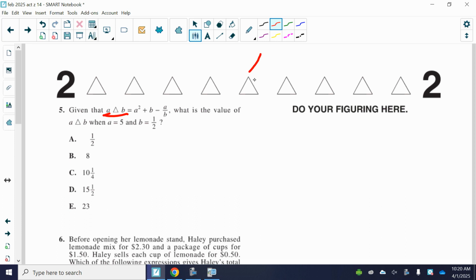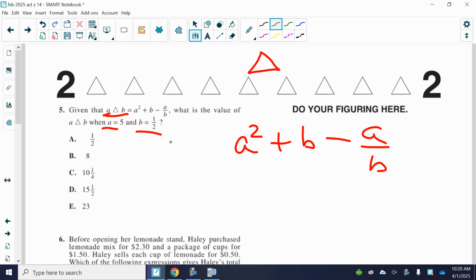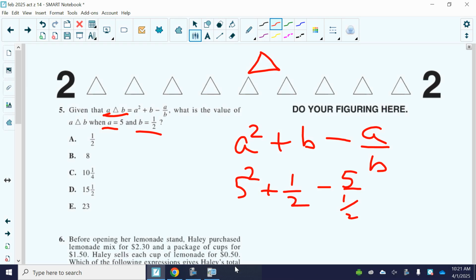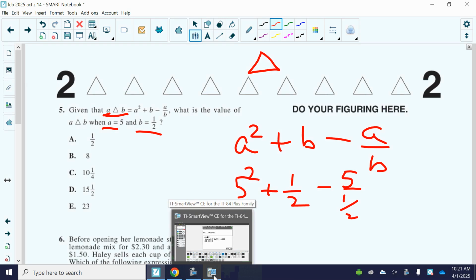They're defining something called triangle as a squared plus b minus a over b, and then they're telling me that a is 5 and b is 1/2. So what would I do? I would either do the number crunching here, 5 squared plus 1/2 minus 5 divided by 1/2, which is 10. So what does this work out to be? D, 15.5.